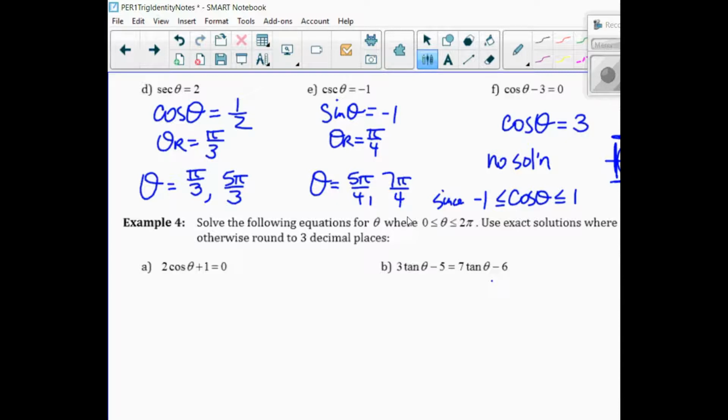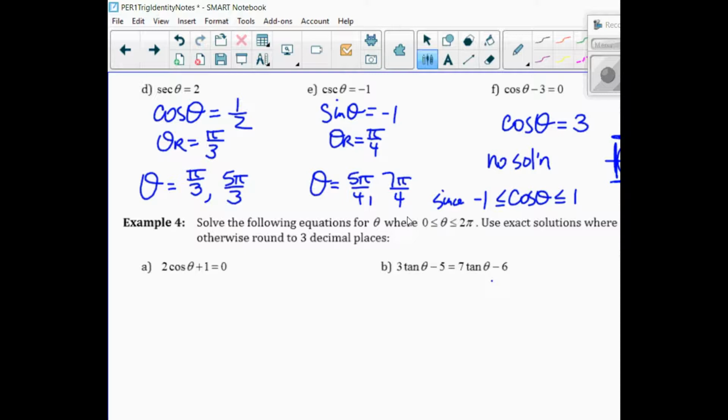So is there a limitation on tan theta? No, tan theta can be anything. Of course, you get an undefined region in tan, so you've got to watch out for that. But any time your trig ratio is greater than 1 or less than -1 for sine and cosine, there is no solution possible.